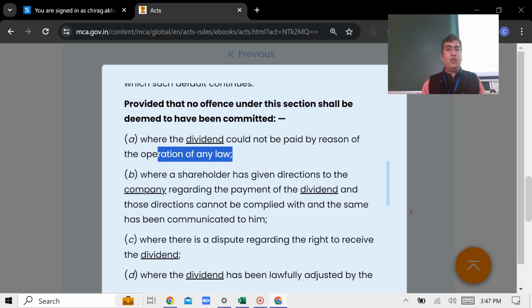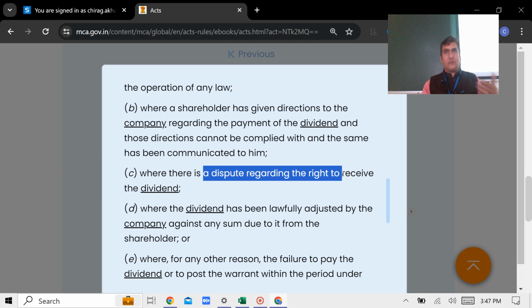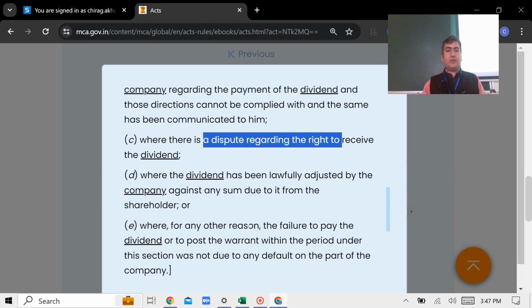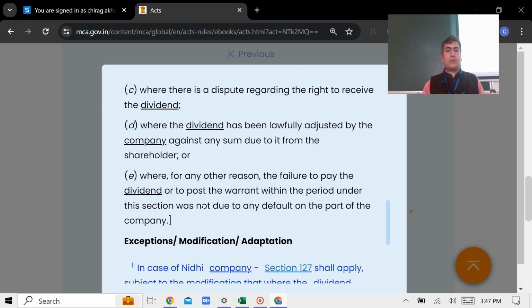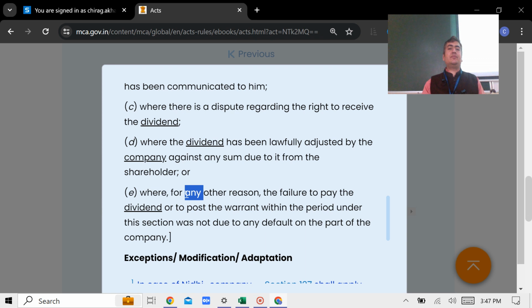This B point I have already explained. If there is a dispute regarding, you say I deserve 5 lakhs, I say no, you deserve just 2 lakhs, and God knows what the actual dividend is, the court will decide that part. D point I have already done. It is written: any other reason due to which you couldn't pay the dividend within 30 days, then the company. Now let me tell you, the D point is a bit different, sorry, E point.